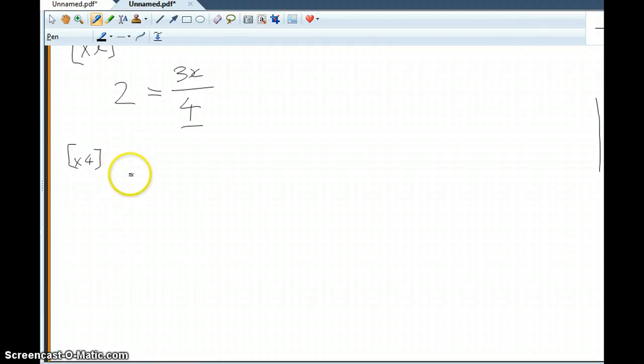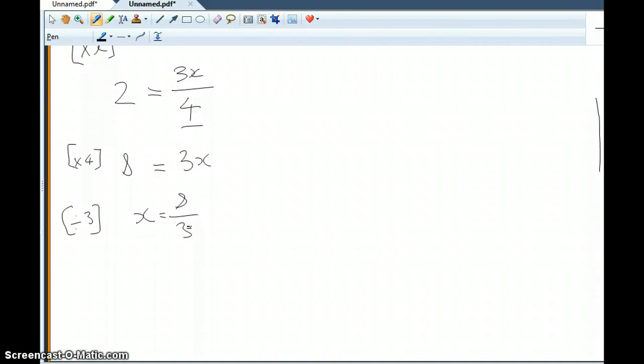4 2s. 3x divided by 4 times by 4 is still 3x. The 4's cancel. And now I've got a nice simple problem. Divide both sides by 3. I get 8 over 3. Can you do that division? 8 divided by 3? 2 and 2/3. But in algebra we prefer to leave it as an improper fraction like that.